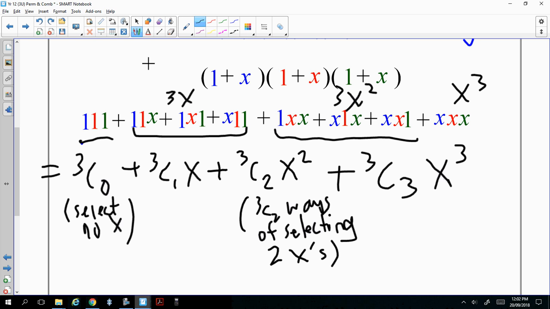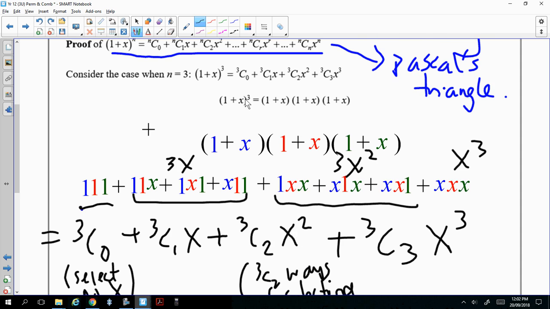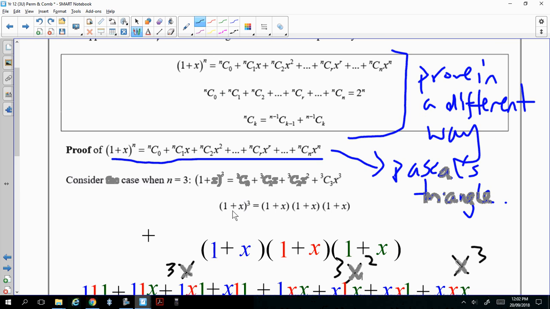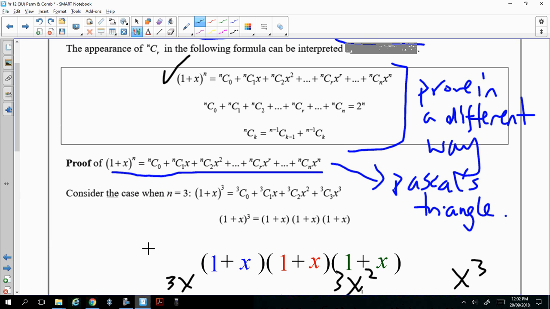Write it down. Of course, it works for x cubed. It also works for any power. You can imagine that. We just looked at this in terms of combinations. We're also going to prove these 2 using similar techniques. So we're going to go to the next page.